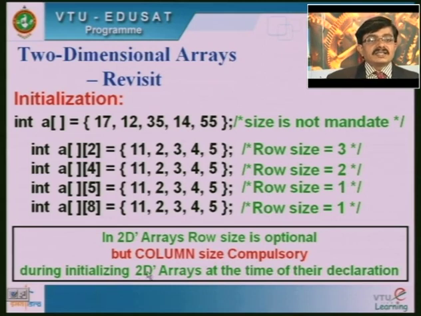So, when I am not initializing, just declaring, I should mention the row size as well as the column size. But if I am initializing the 2-dimensional array elements at the time of the declaration, then the row size may be omitted, but the column size is compulsory.